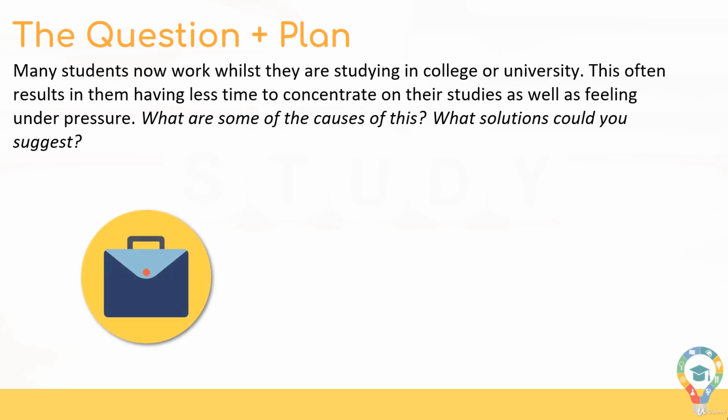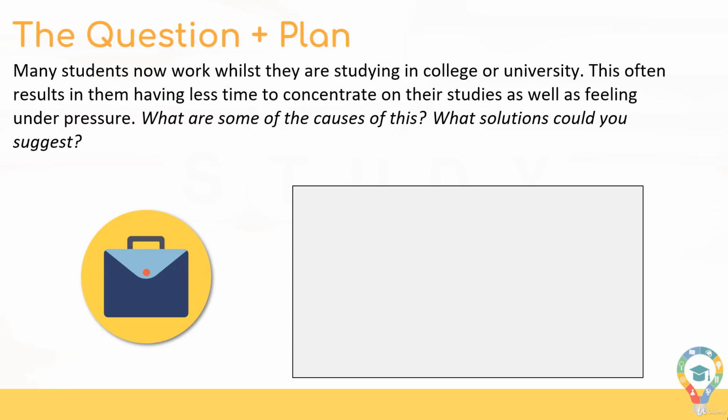Okay, so we've had a read through the question. Before we move on to writing the plan, let's think about what kind of question this is. You can see the last 2 sentences I've highlighted in italics. What are some of the causes of this? What solutions could you suggest? Just from these 2 sentences, I can tell that this is a problem-solution question. I need to identify what problems there are featured in the question, and I need to suggest some ways to fix or find solutions for this problem.